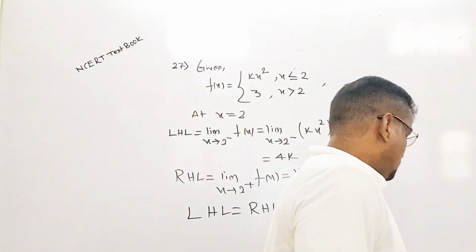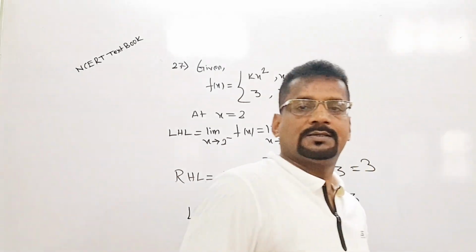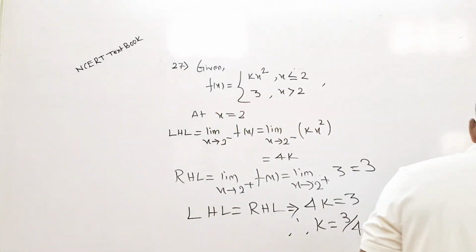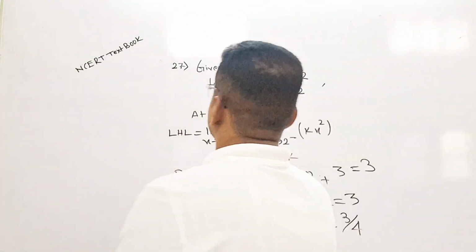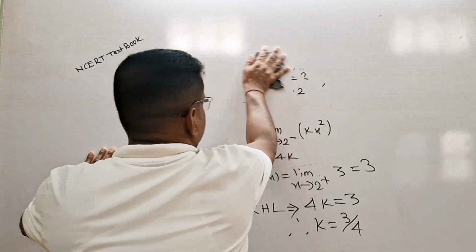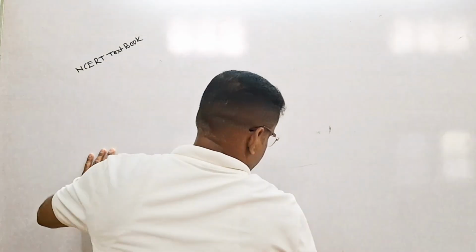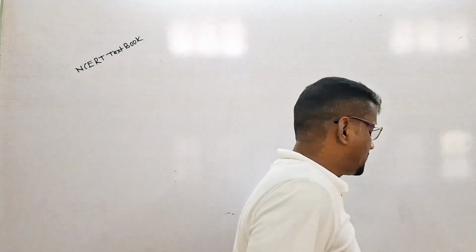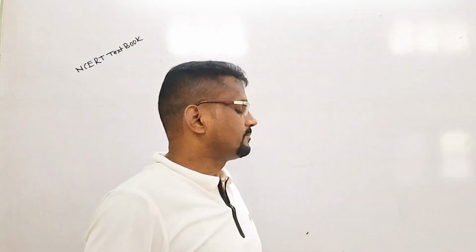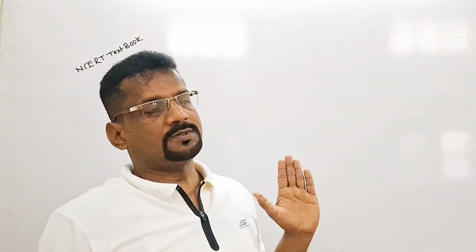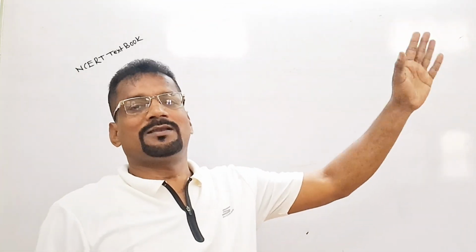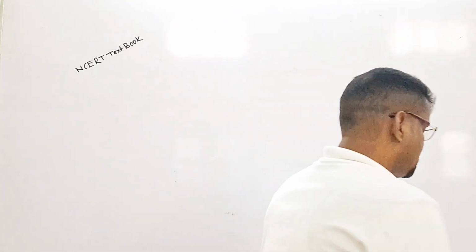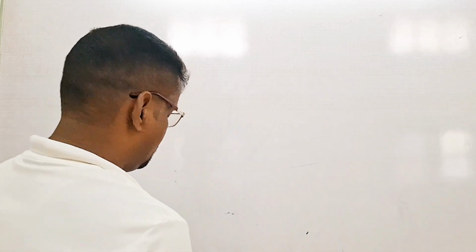Now, question number 26. In your textbook, questions 26, 27, 28, 29, all these questions are of the same type: continuity, to find the value of the unknown. So this type of question is important for your board exams also.